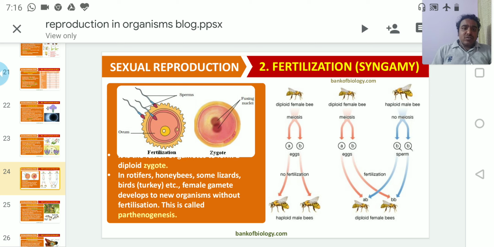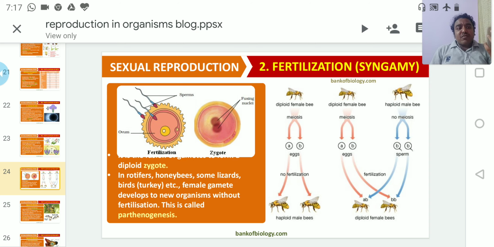There are some specific organisms we can identify in nature: rotifers, honeybees, insects, some lizards, and birds, especially turkeys. What is the specific nature in these organisms? The female gamete develops into a new organism without fertilization. Remember, this is very important. This is parthenogenesis. Again the question arises, how is it possible? Yes, it is possible in these organisms, rotifers, honeybees, some lizards and birds like turkeys.